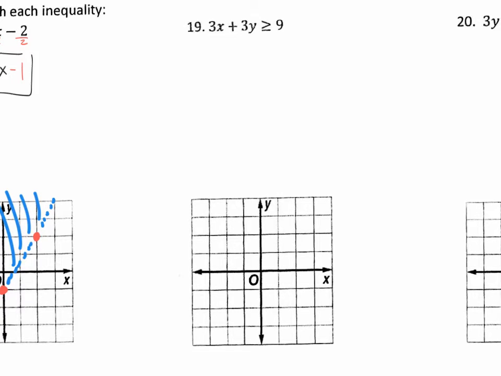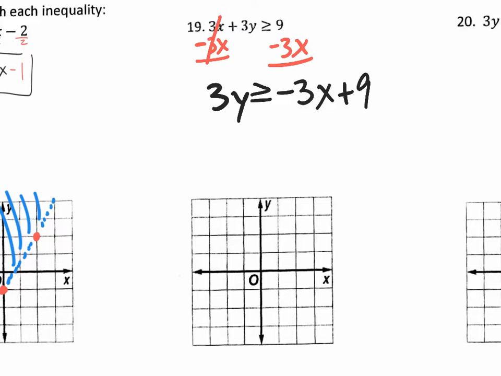So on number 19, let's get y by itself. What do I get rid of first to get y by itself? 3x. Get rid of the 3x by subtracting 3x. It's going to cancel. What you do to one side, you do to the other. You do not change that inequality symbol. Let's just rewrite everything. 3y is greater than or equal to negative 3x plus 9. For my final step, I'm going to divide everything by 3.